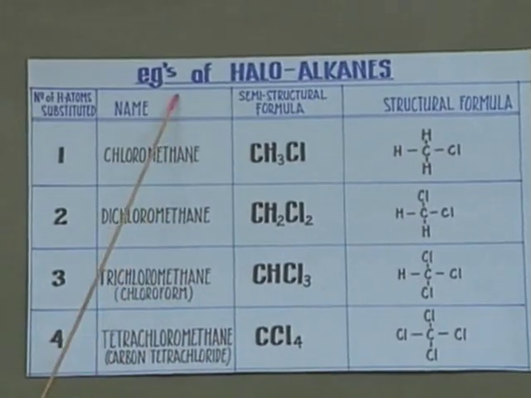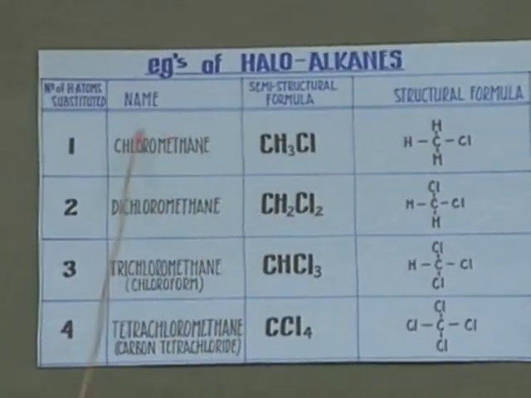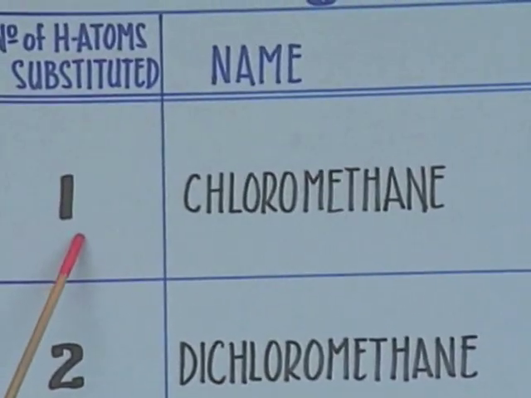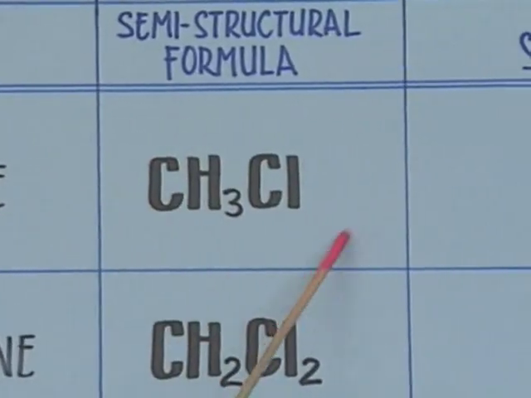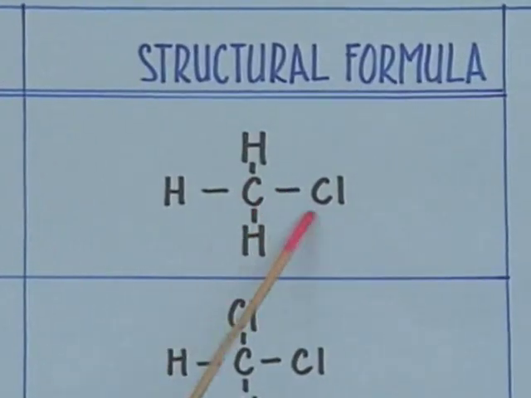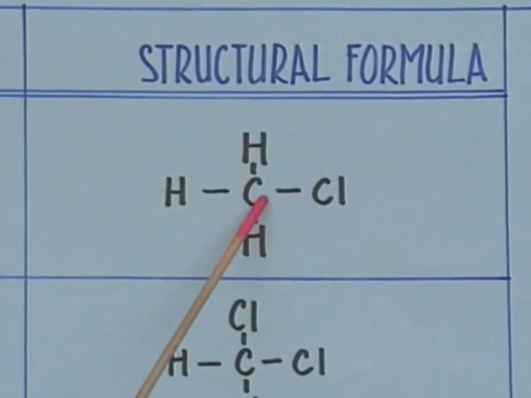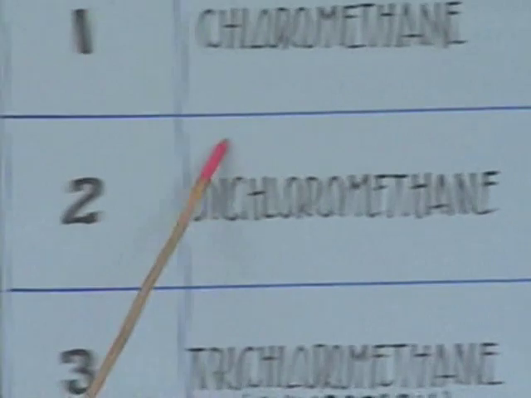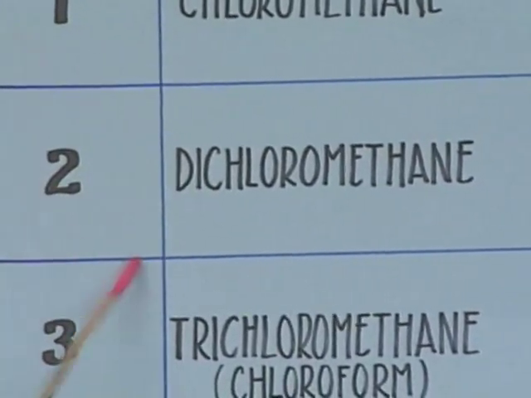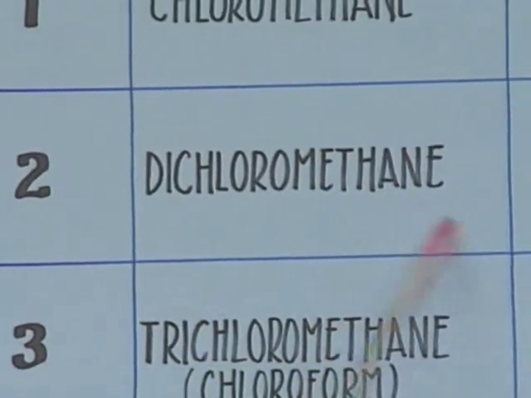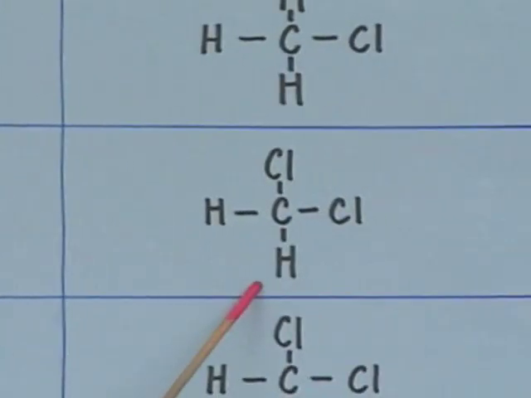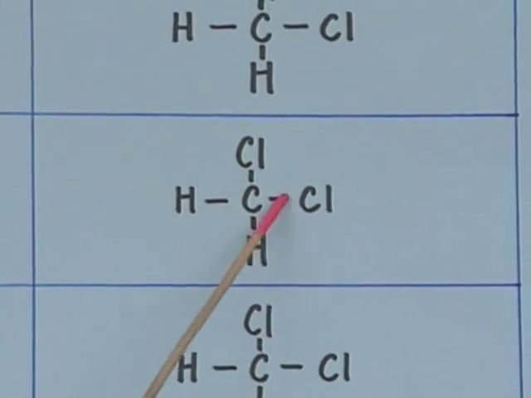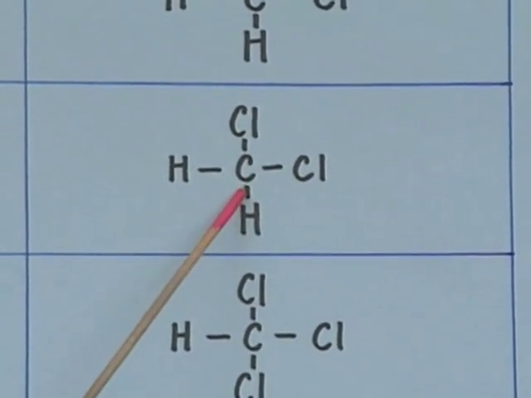Let us look at a few more examples of haloalkanes. When one hydrogen atom from methane is substituted, we get chloromethane. This is our semi-structural formula. And here we have the structural formula with only one chlorine atom attached to the methyl group. When we substitute two hydrogen atoms from methane, we get dichloromethane. Can you see the formula now is CH2Cl2? And this is our structural formula. Can you see there are two chlorine atoms attached to the carbon in this case?